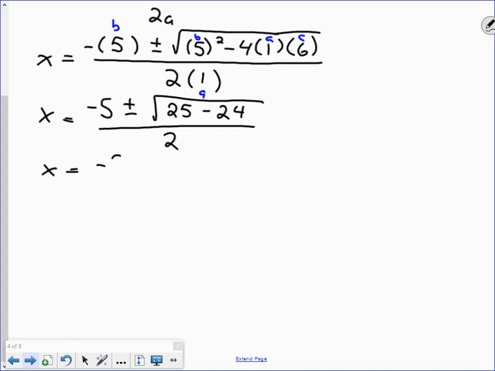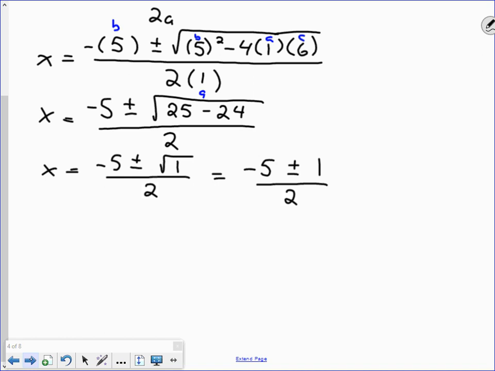Then we'll have negative 5 plus or minus the square root of 25 minus 24, which is root 1, divided by 2. And of course, the square root of 1 is just going to be 1. So this is really negative 5 plus or minus 1 all over 2.